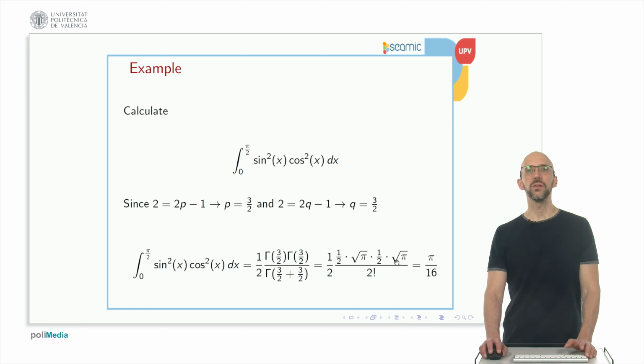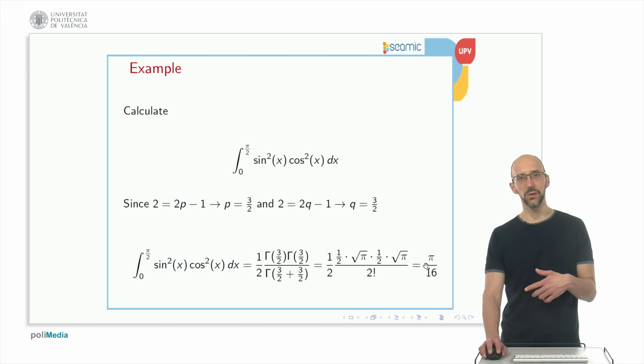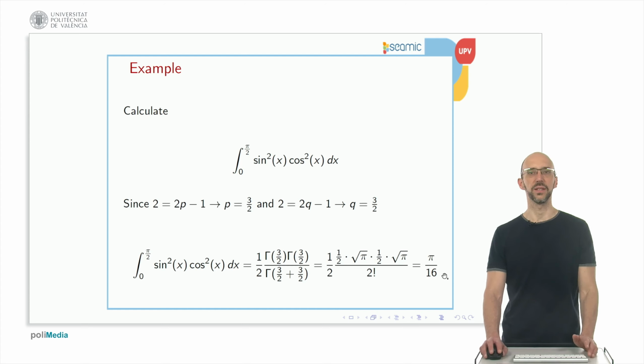Then if you simplify, the square root of pi becomes pi only, and 1/2 is just 1 over 4, 1 over 8, and 1 over 16. That is the result we obtained here. You can just simplify and obtain this result.